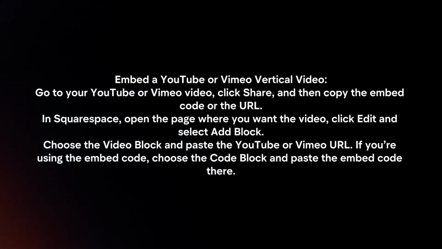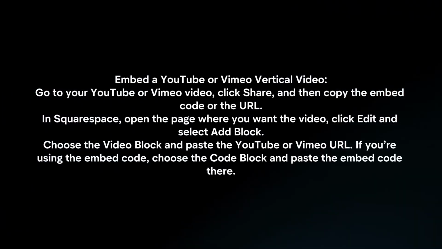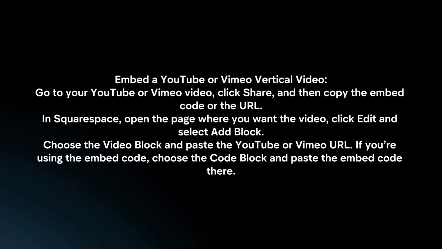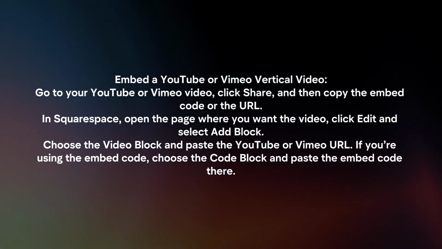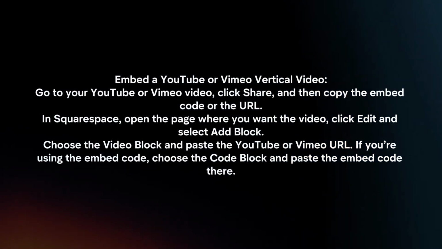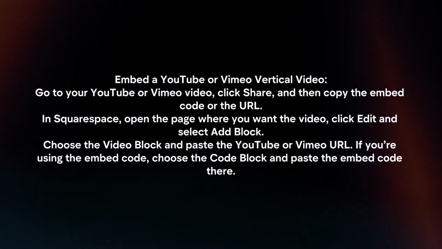Embed a YouTube or Vimeo vertical video. Go to your YouTube or Vimeo video, click share and then copy the embed code or the URL. In Squarespace, open the page where you want the video, click edit and select add block. Choose the video block and paste the YouTube or Vimeo URL. If you're using the embed code, choose the code block and paste the embed code there.